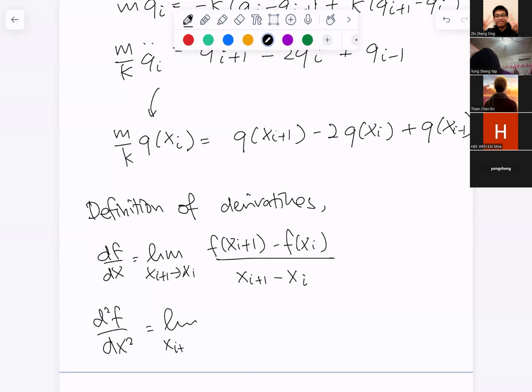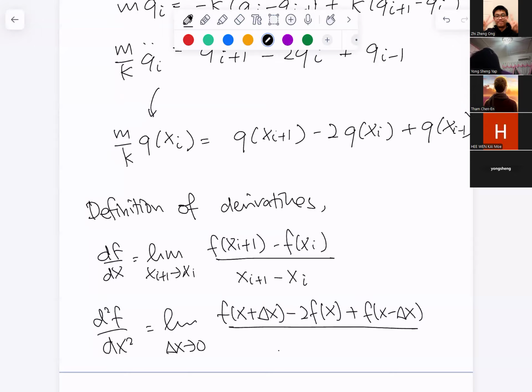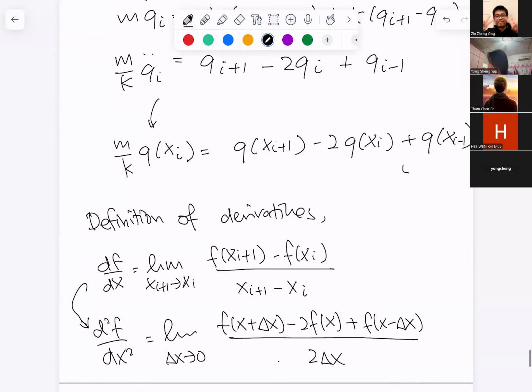In this case, let's just use the limit as delta x goes to 0 of f of x plus delta x minus 2 f of x plus f of x minus delta x, divided by 2 delta x. Okay, which is just an extension of the derivative definition.